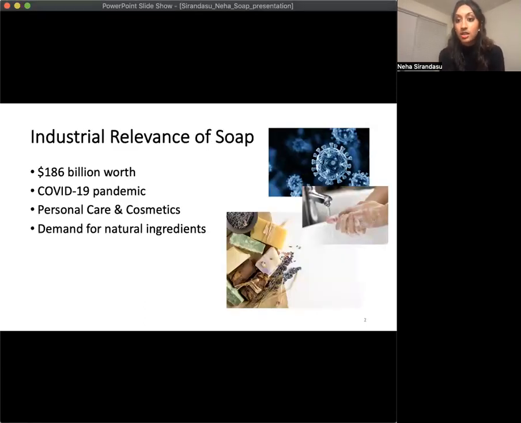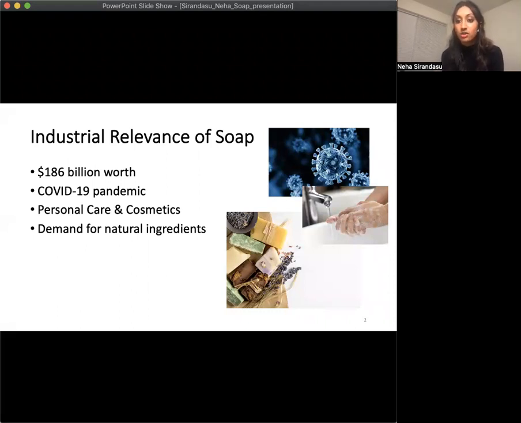Since 2018, the industrial value of soap has risen to about $186 billion in the United States, especially after the COVID-19 pandemic. It serves as a basic cleaning agent and has also made a huge profit in other industries such as personal care and cosmetics. It's used in a variety of different cleansers and moisturizers, body washes, and other beauty products.